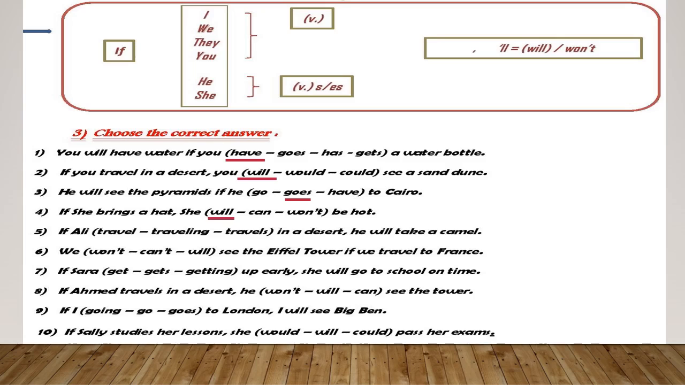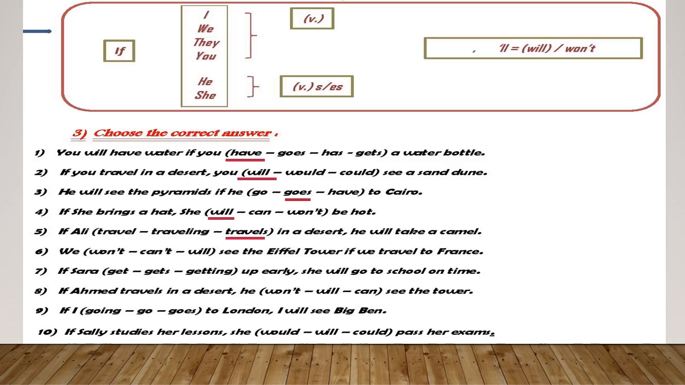Number 5. If Ali travels in a desert, he will take a camel. Ali is a boy or a man. Pronoun he, take a verb ending with s after it. If Ali travels in a desert, he will take a camel. Next, we won't, we can't, we will see the Eiffel Tower if we travel to France.